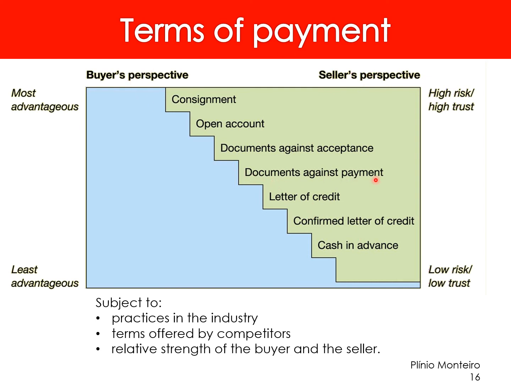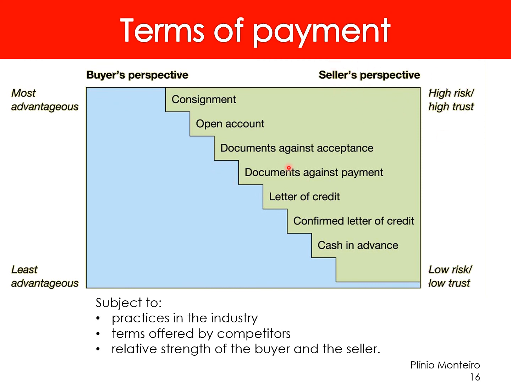The documents against payment is basically when the seller sends the documentation to the buyer, and since all the documents are okay, then the buyer will make the payment. So basically, if the seller delivers the product to the buyer, and if everything's okay, then since the seller delivered the documents to the buyer, the buyer will have the responsibility to pay the seller. In that case, you have like an average between the advantage from the perspective of the buyer and the risk from the point of view of the seller.